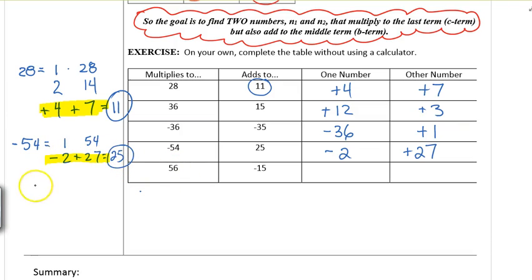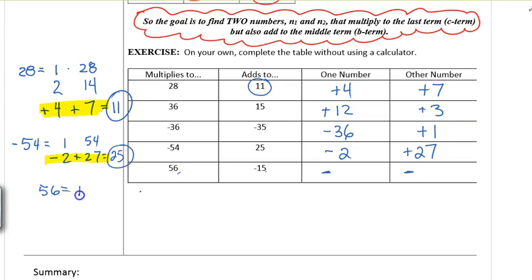Now, if you're struggling with this, let's go through the process one last time. With 56, what two numbers multiply to 56 and add to negative 15? Well, if they multiply to a positive number but add to a negative number, right away we know for sure that they're going to be two negative numbers. So let's just add those in right now.